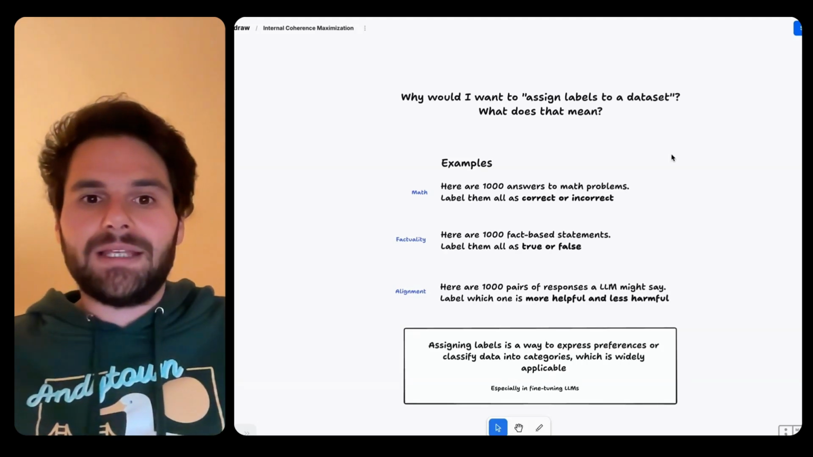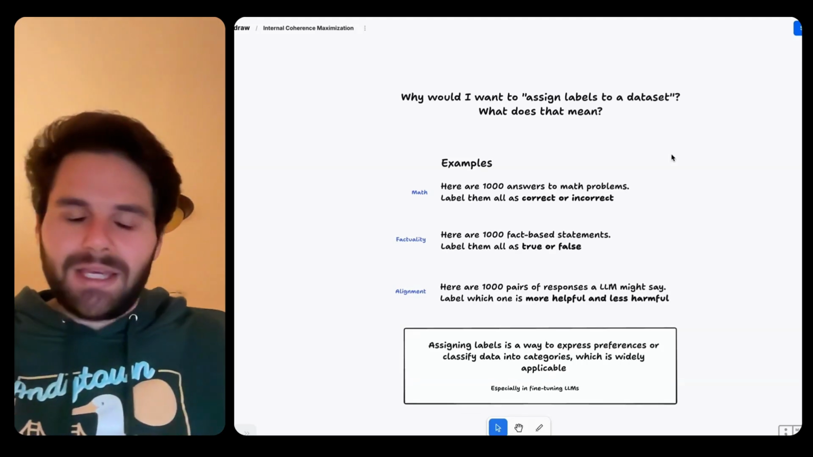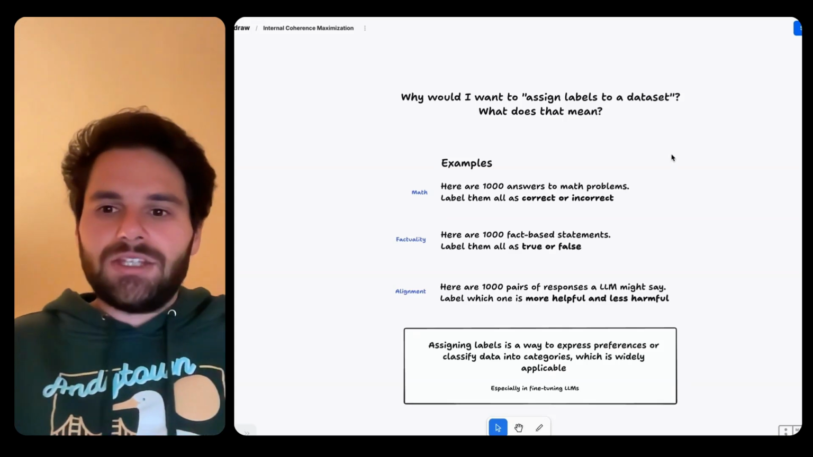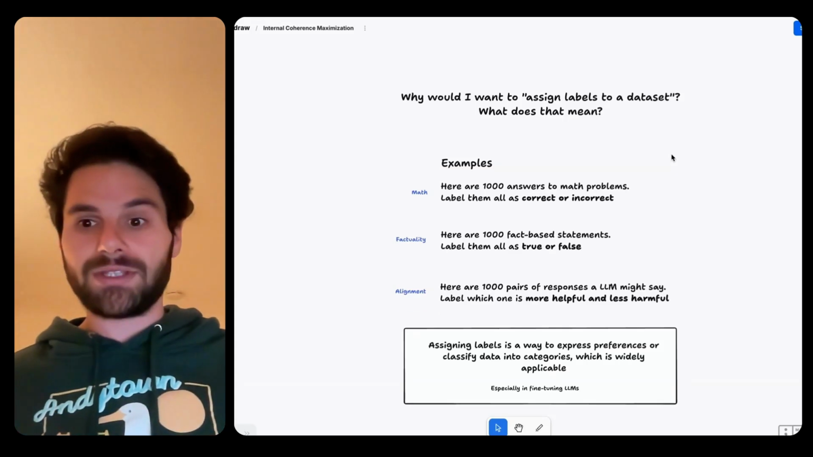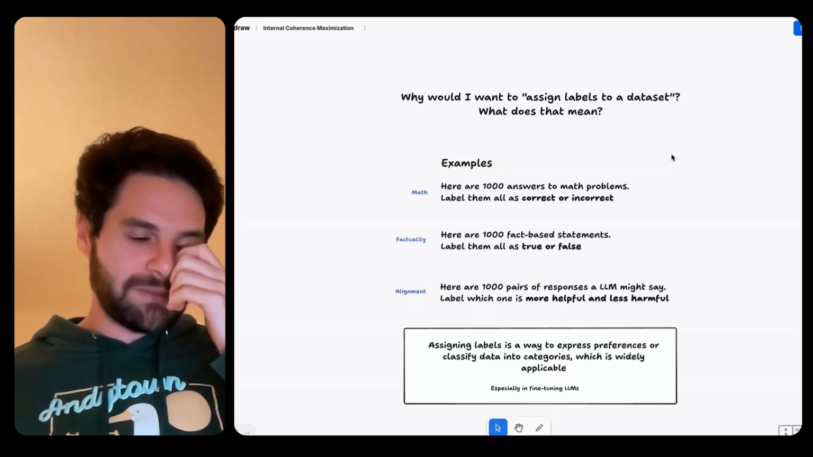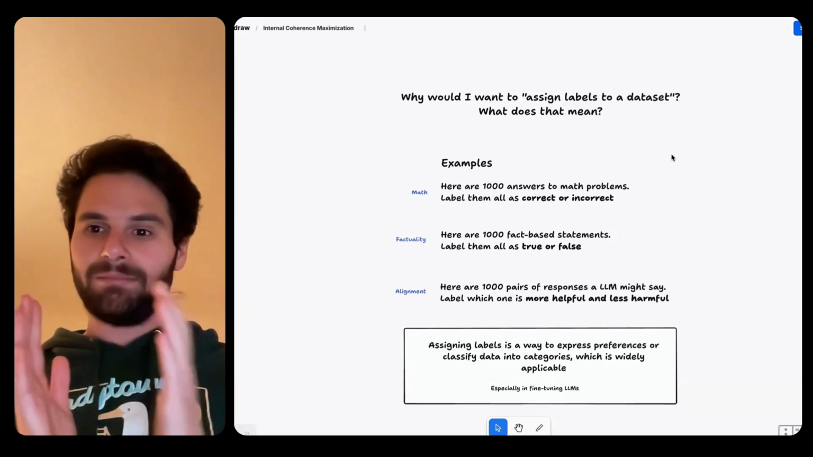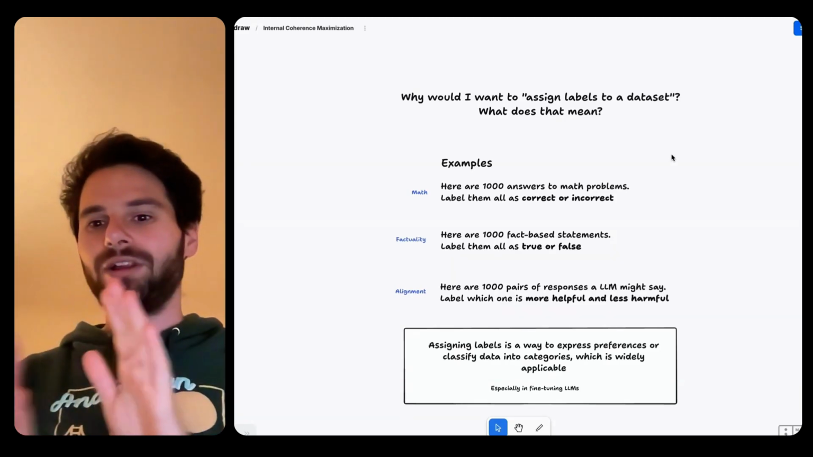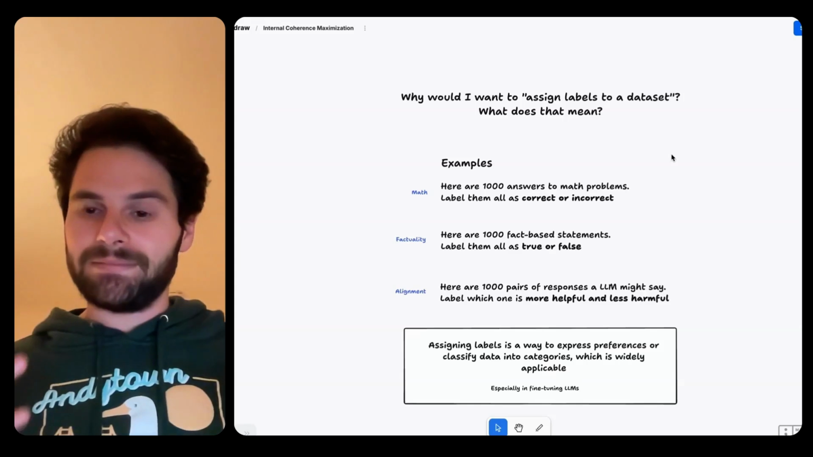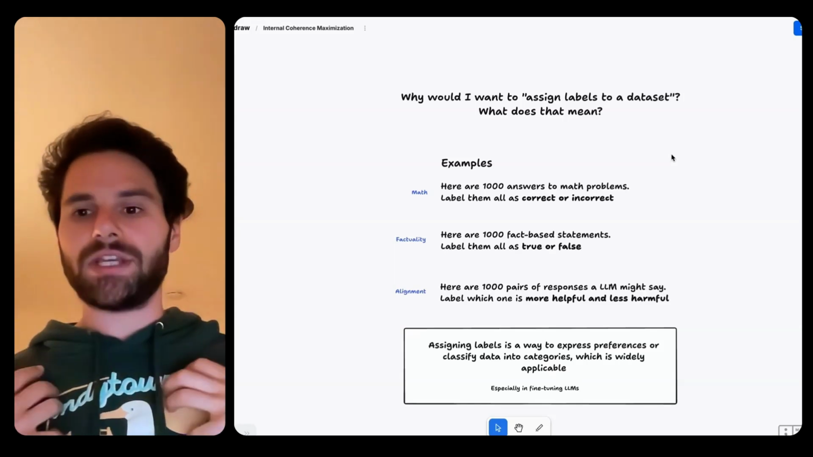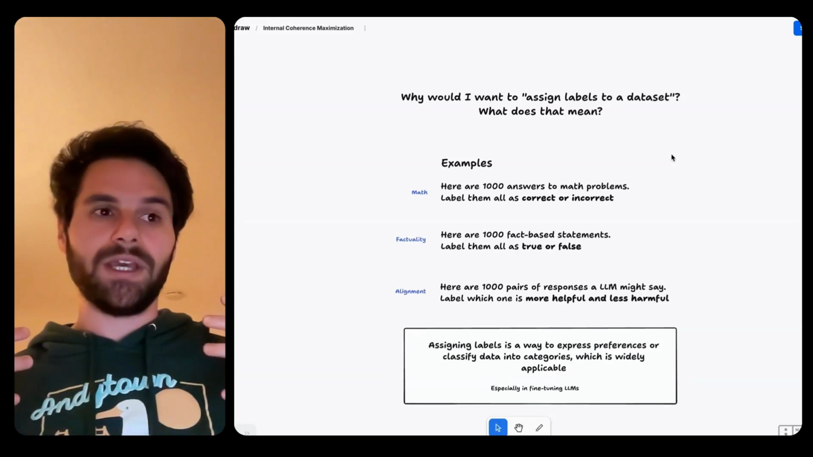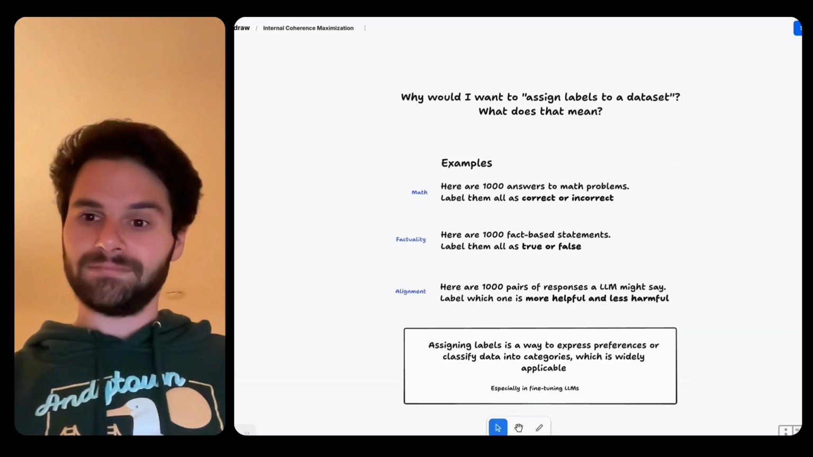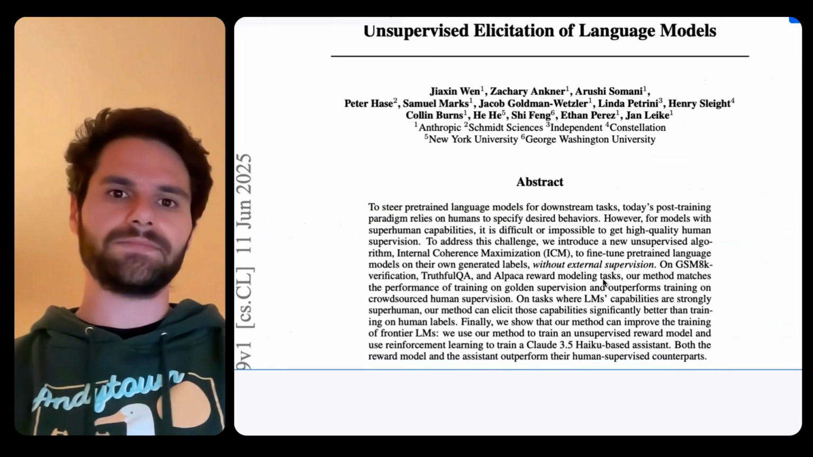And the bottom line is labels and classification are a way to express preferences and a way to express a decision boundary between all of this stuff here and all of that stuff there. Anyway, why would this be useful? It's how we express preferences or express a decision boundary. So let's walk through the abstract.